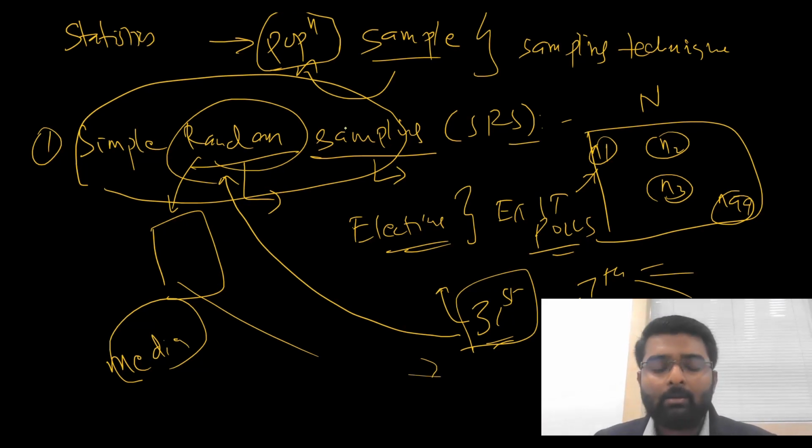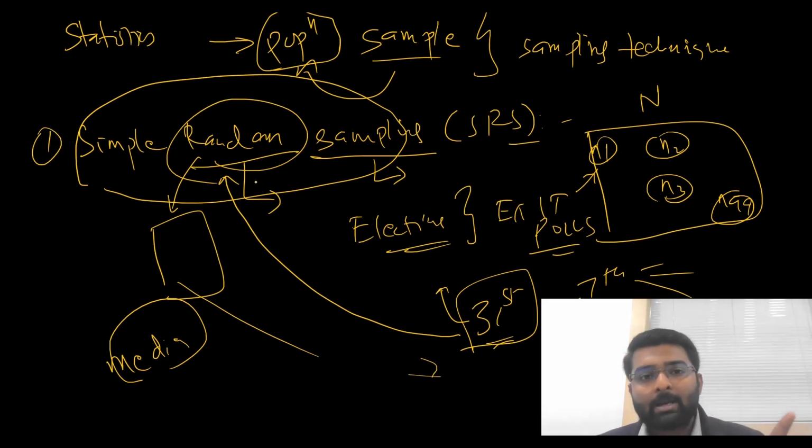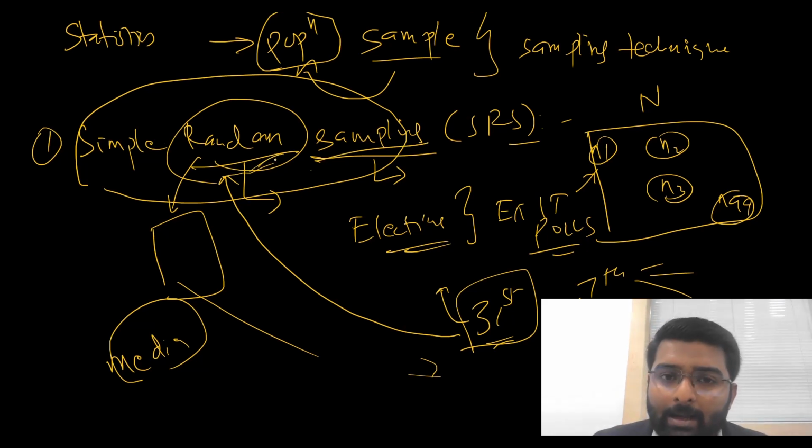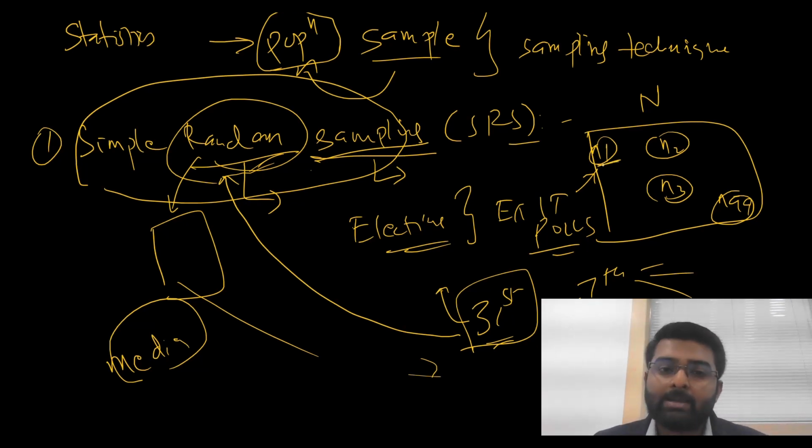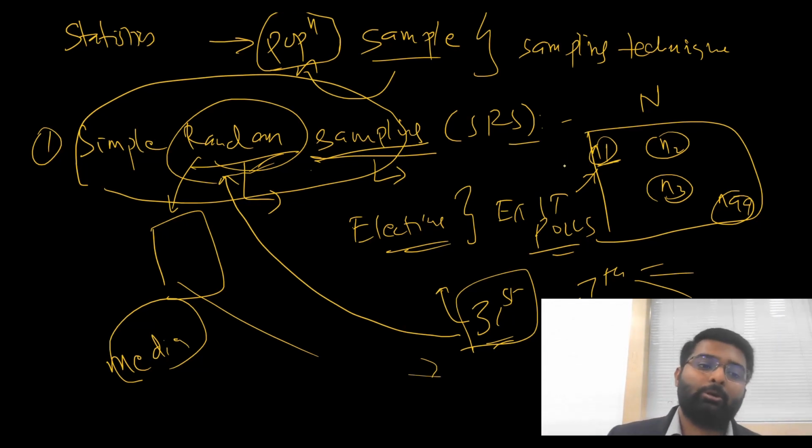Okay, so again, let me just give you a short brief. Simple random sampling, we are doing sampling here. The samples have been selected at random. Every single sample has an equal opportunity or equal chance of being selected to understand the nature of the population.